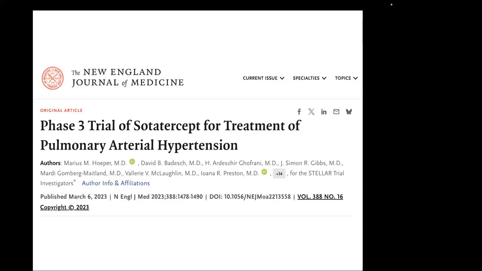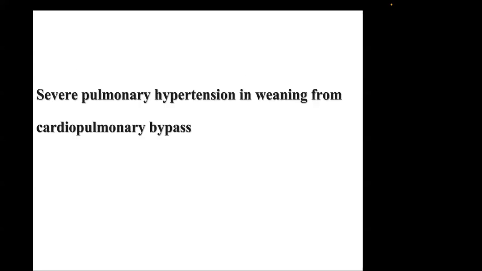And this is the newer drug for pulmonary hypertension, sotatercept. This is the phase 3 trial for the treatment of pulmonary arterial hypertension.